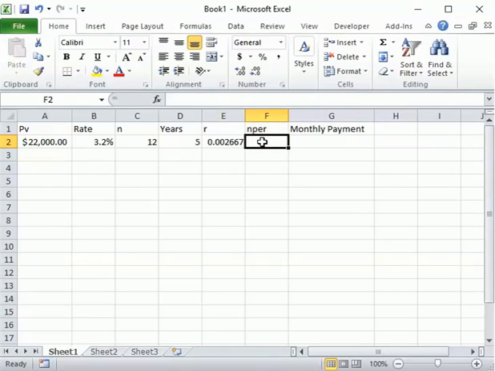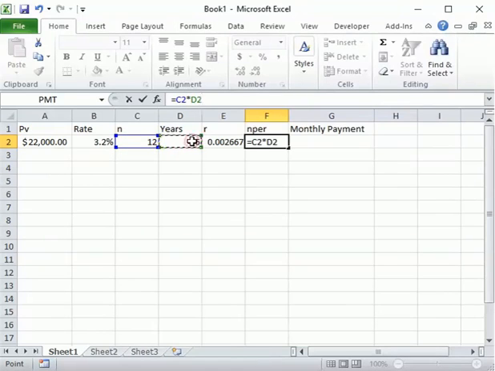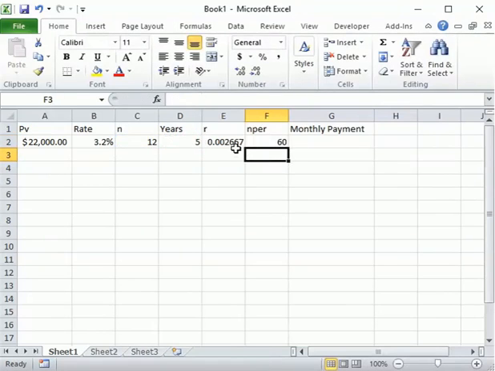Same kind of thing with this NPER. This is number of periods, but we want the total number of periods. So we have 12 in the year, and we have 5 years. That means I need to have 12 times 5, and that will give me the total number of periods that we're working with. Those are the values I need to use in my function.